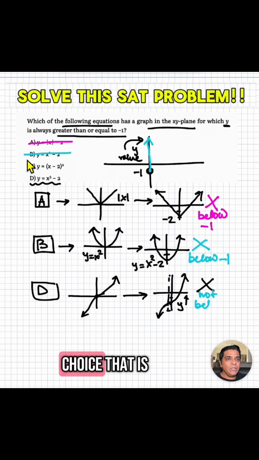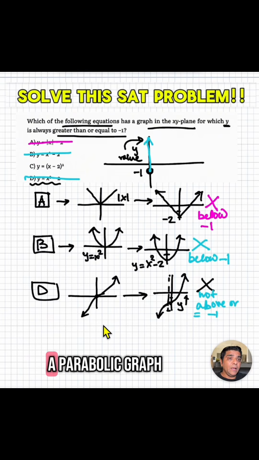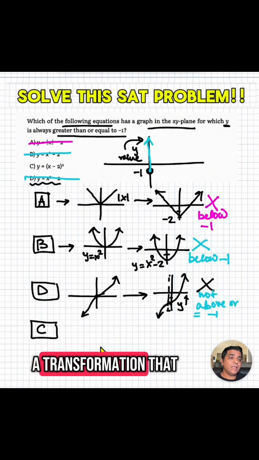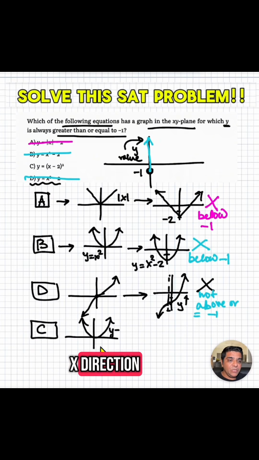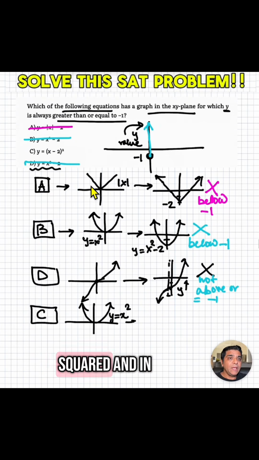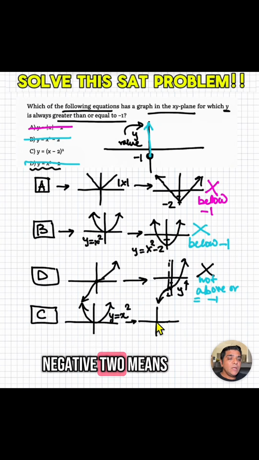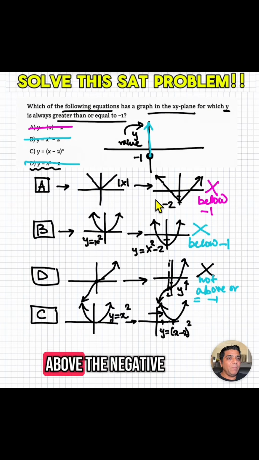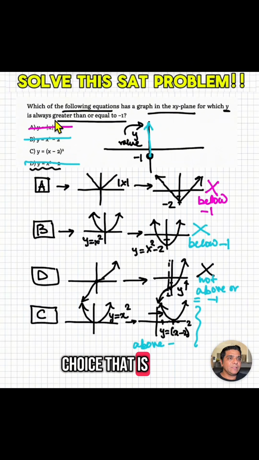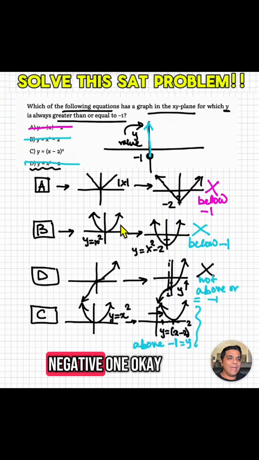So really the only choice that is available is x minus 2 whole squared, so let's take a look at that also really quick. Choice C is essentially a parabolic graph that is undergoing a transformation in the x direction. This is our parent graph, y equals x squared, and in the parentheses -2 means it's going this direction. So this is the transformation, and you see all of the y values are basically above the -1 or equal to -1 that we are looking for. So this is the choice where the y value is always greater than or equal to -1.